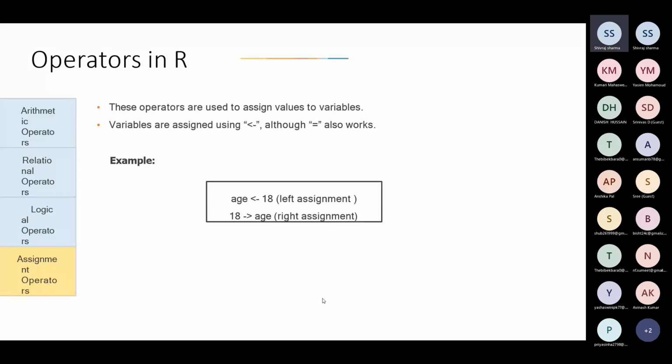When you want your variable to be assigned first, then you use left assignments. So remember what type of assignment operator you are using for your programming. By default it is left assignment in RStudio or the R language.